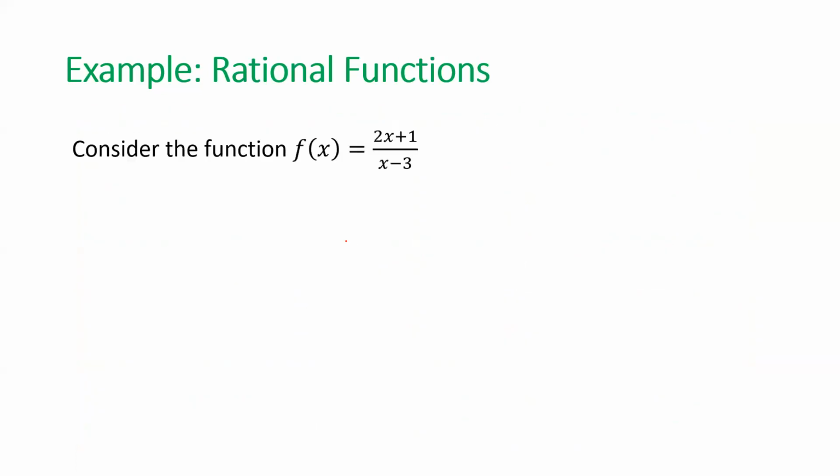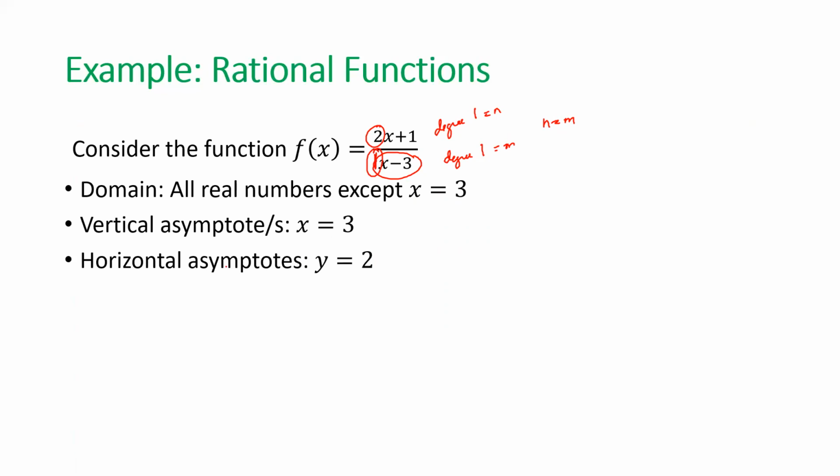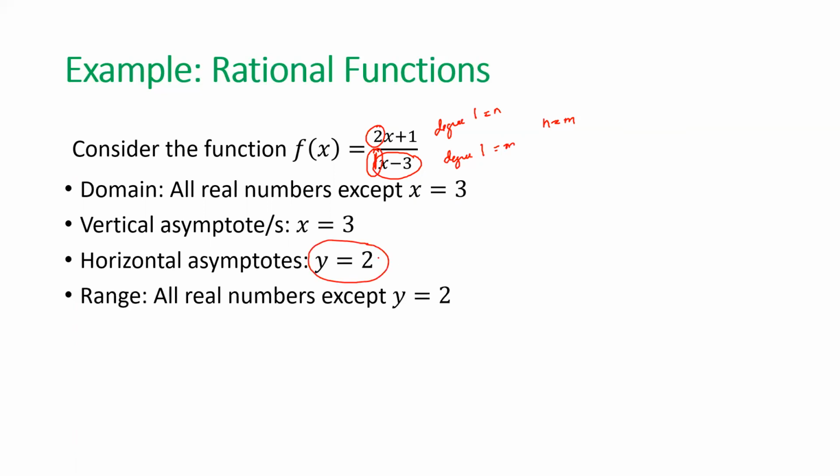Now for the second example, we have f of x equals 2x plus 1 over x minus 3. The domain is the set of all x that are not equal to 3, so all real numbers except x equals positive 3. The vertical asymptote will be the line having the equation x equals 3. And since the degree of the numerator is 1 and the degree of the denominator is 1, and they are equal, the horizontal asymptote will be the quotient of the leading coefficients. So y is equal to 2 over 1, or 2. That's the horizontal asymptote. And then the range will be the set of all real numbers except the horizontal asymptote, so all real numbers except y equals 2.